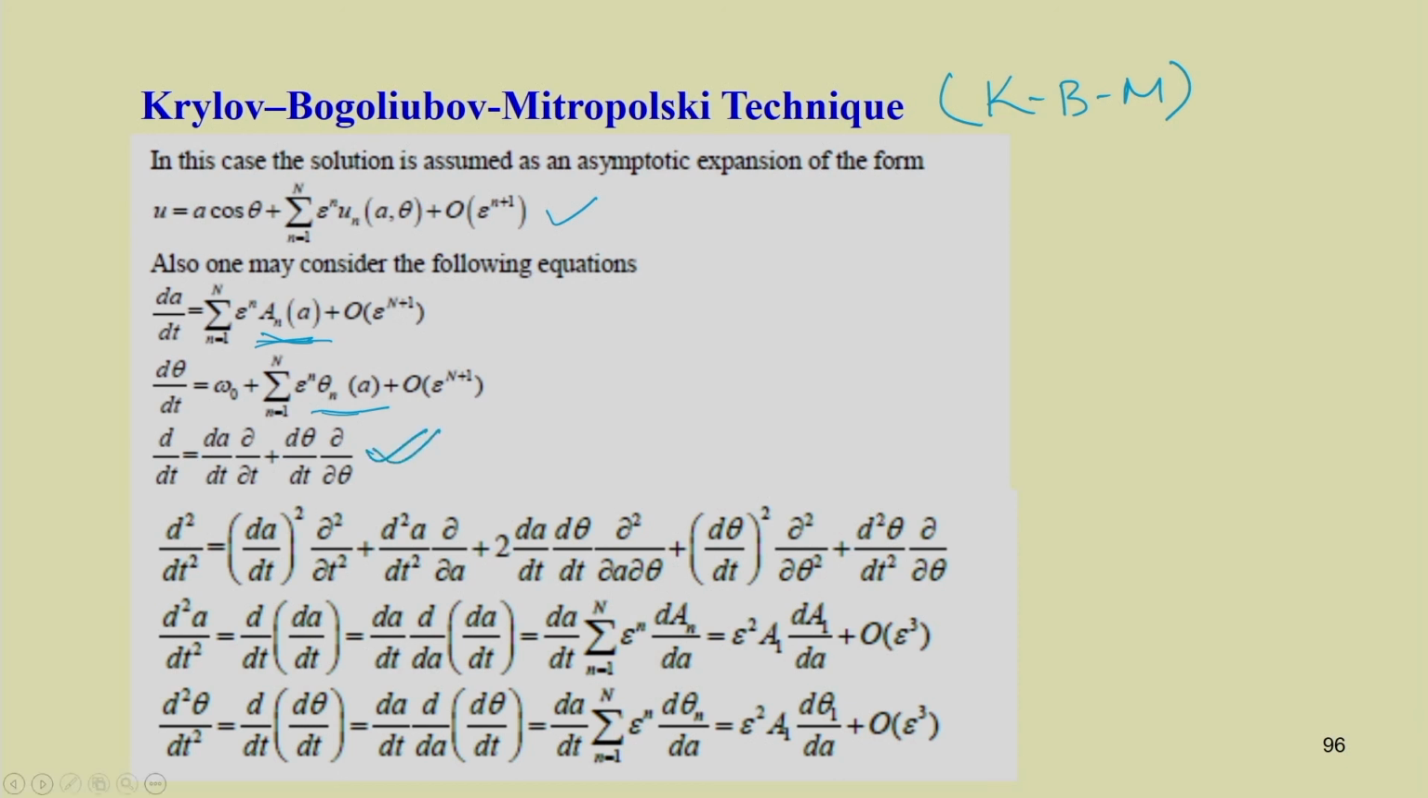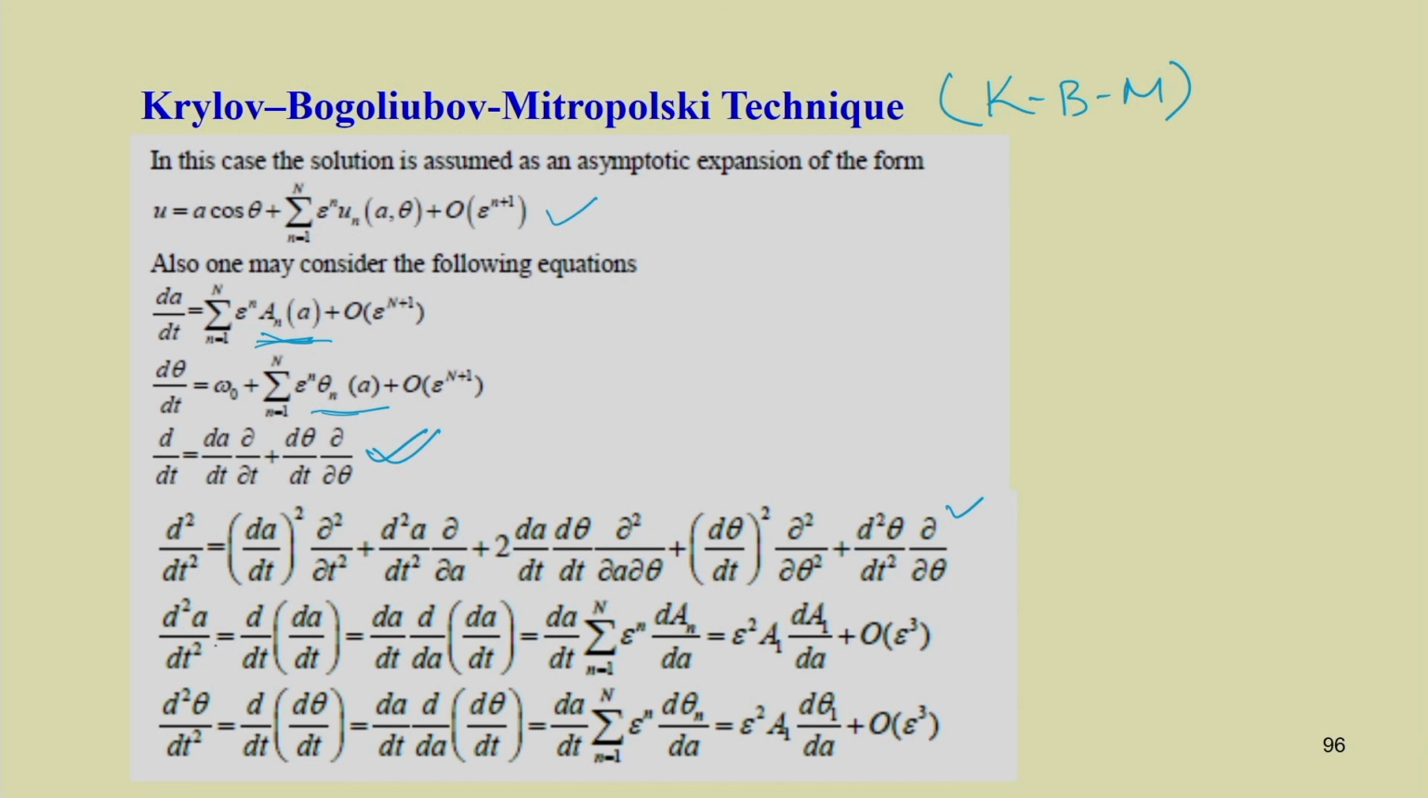Similarly, d²/dt² can be written in this form, that is (dA/dt)² ∂²/∂A² plus (d²A/dt²) ∂/∂A plus 2 (dA/dt)(dθ/dt) ∂²/∂A∂θ plus (dθ/dt)² ∂²/∂θ² plus (d²θ/dt²) ∂/∂θ.